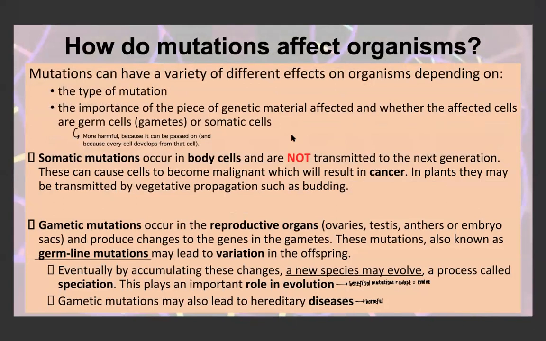How do mutations affect organisms? Well, they can have a variety of different effects on the organisms depending on the type of the mutation. So it could be a chromosomal mutation, a point mutation, somatic mutation, gametic mutation, a substitution mutation, an addition mutation. These are all different types of mutations, and the names vary in the detail of the mutation, but for now, we're not going to worry too much about those. Their effects can also vary depending on the importance of the piece of genetic material that's affected and whether the affected cells are germ cells, so gametes, or somatic cells.